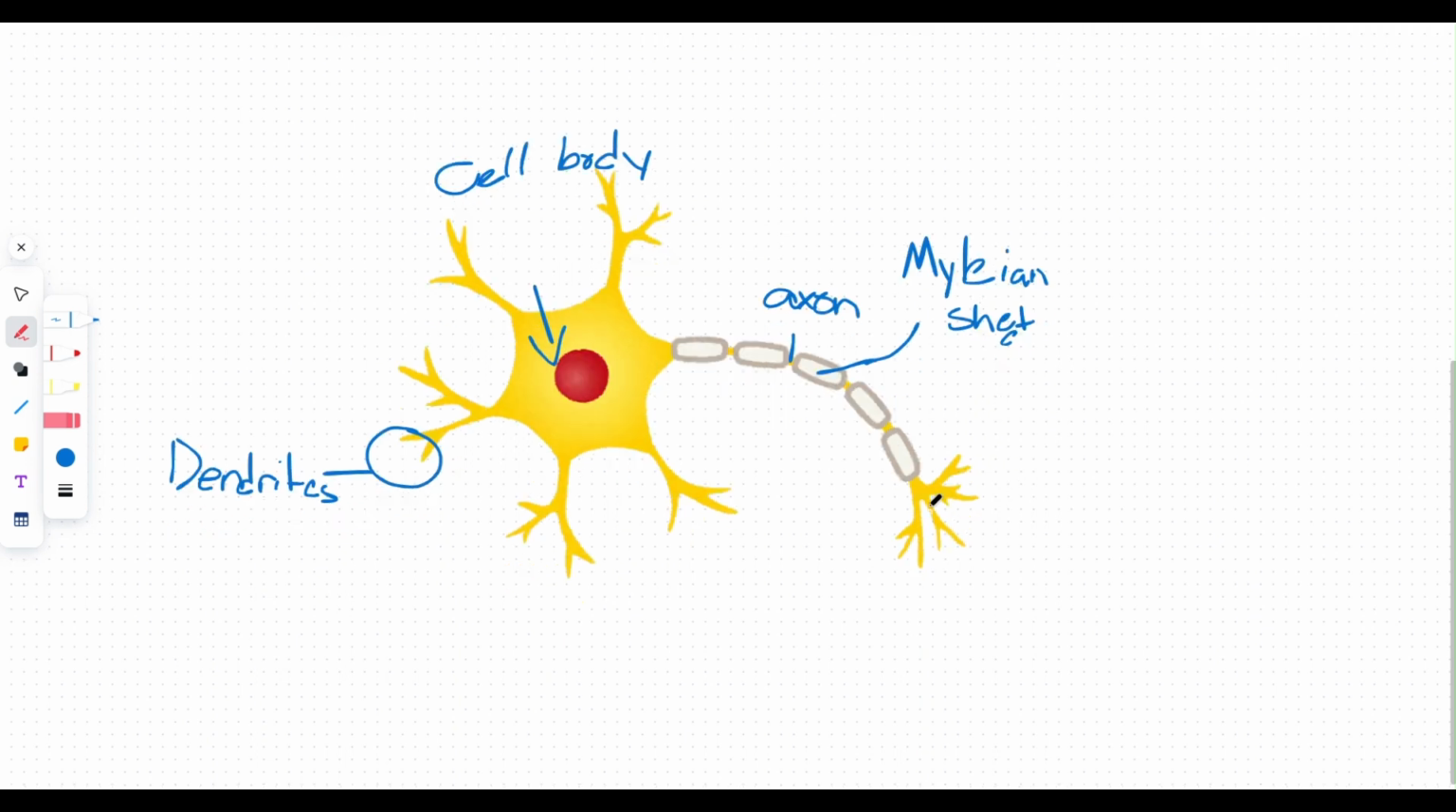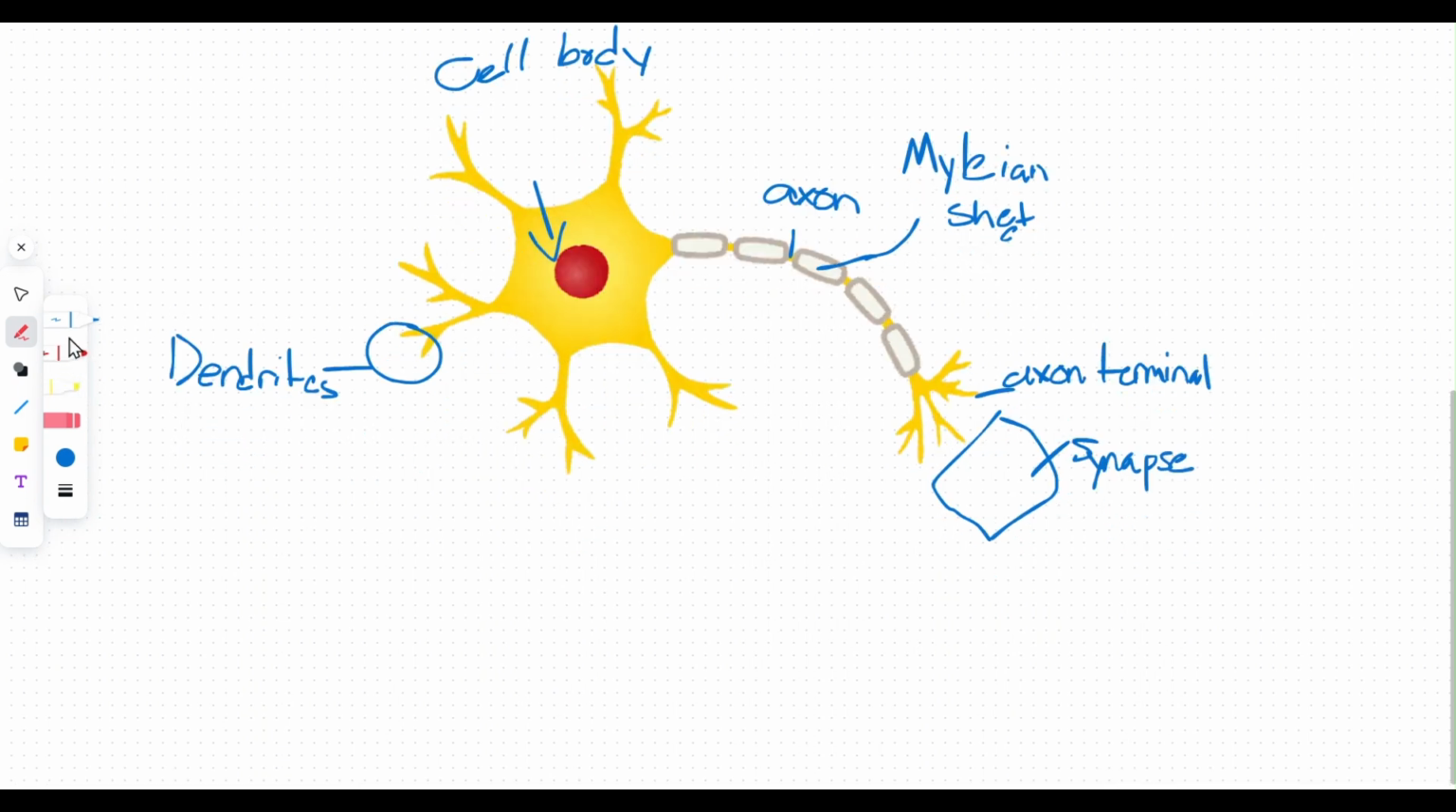And this over here, the end part of the neuron, is the axon terminal. This is basically the end. The gap between two neurons is called a synapse. This is where neurotransmitters are released, and we'll talk about that later.